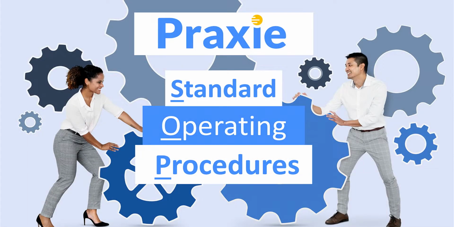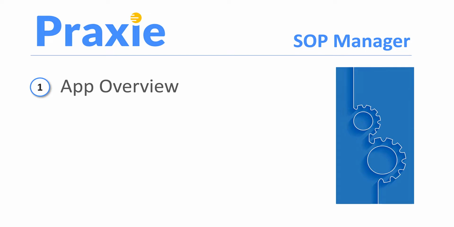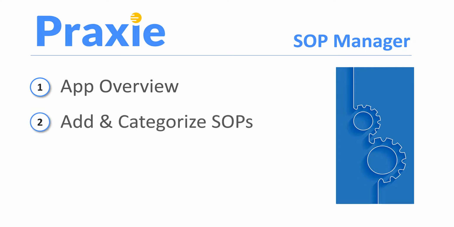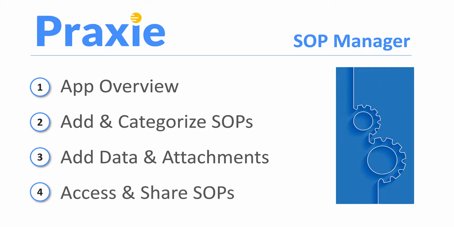Today we're going to talk about our basic standard operating procedures application. Let's get started. First, we're going to give you an application overview. Then we're going to show you how to add and categorize your SOPs. Then how to add data and attachments to those SOPs. And finally, how to access and share them.